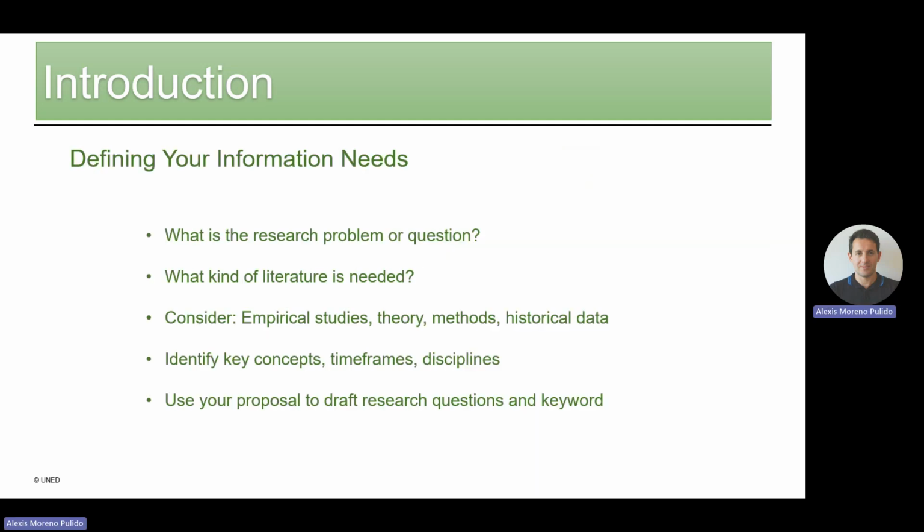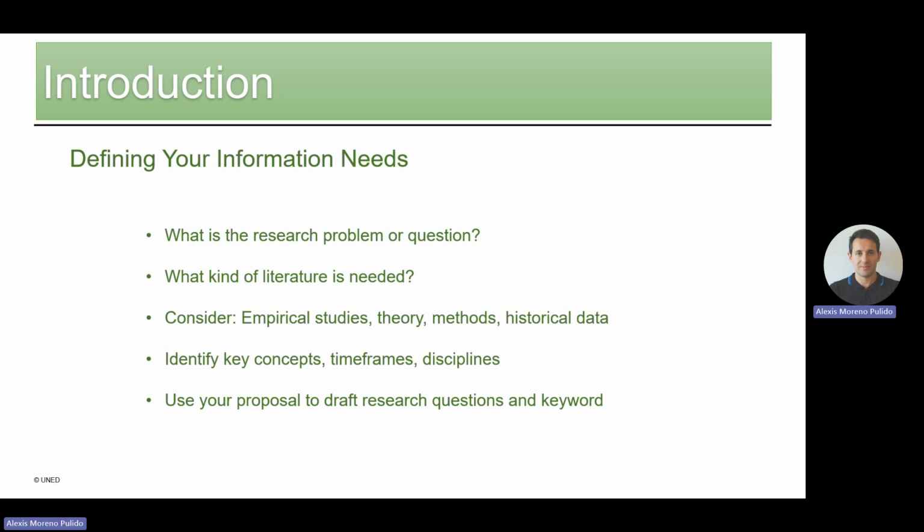Defining your information needs. Before you even begin typing keywords into a search engine or database, it's important to clearly define what information you are looking for. Ask yourself, what problem or question am I investigating? And what type of literature do I need? For example, are you looking for empirical research articles, theoretical papers, methodological guides, historical data sets, or something else?